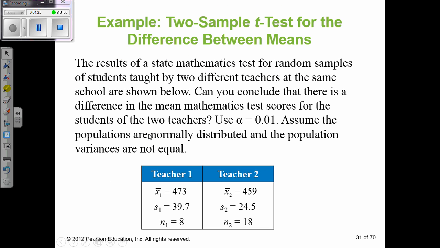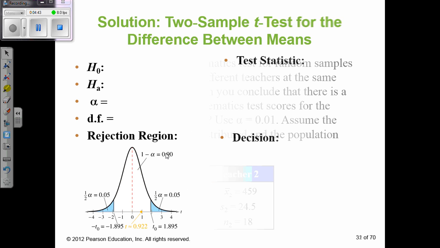So let's look at an example. In this first example, we're going to be looking at population variances that are not equal. We're going to be comparing the math scores from two different teachers at the same school. And here is our sample data that was collected from these two teachers. And remember, the population variances are not equal to each other.